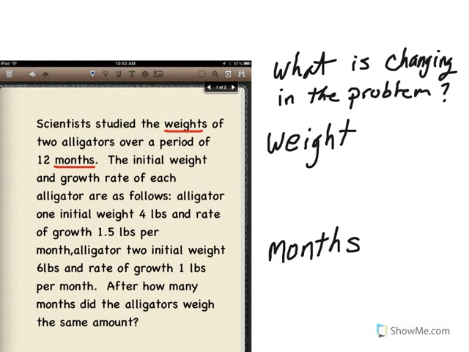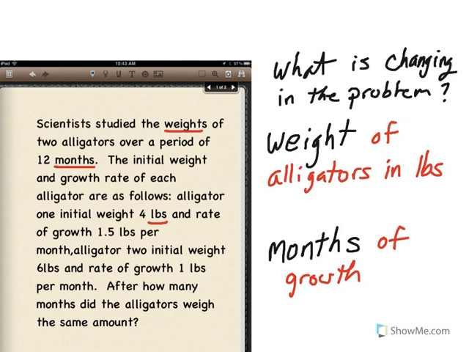So, weight. What's the unit of weight in this problem? Because we need to put some type of unit with each of these items. Well, reading further in the problem, we can see that the unit of weight is pounds. So we can say that we are measuring the weight of alligators in pounds as one of the variables. Now let's look at the second one. The second one is a unit of time, months. We are looking to see the months of growth.